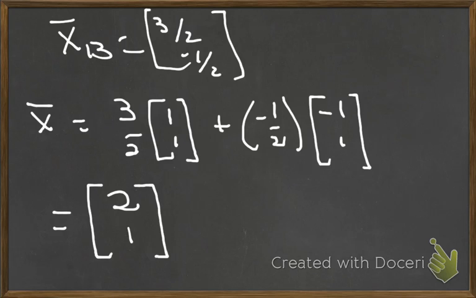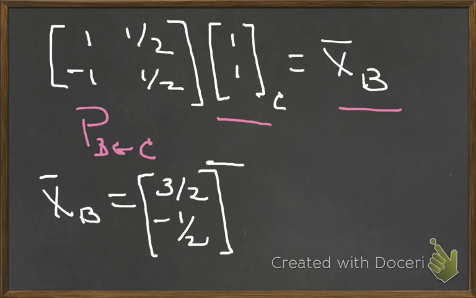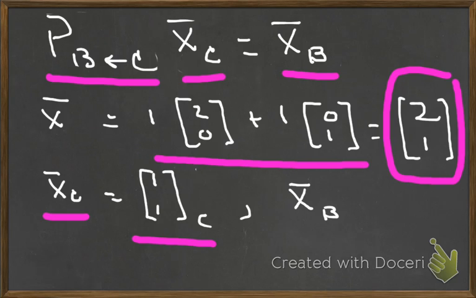Let's just go back and look one more time. Here we got (2, 1), and if we go back and look over here, we got (2, 1) when we did the same thing for the coordinates of the vector written in terms of C. So I hope that helps.